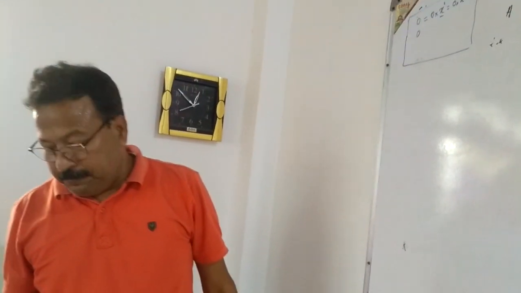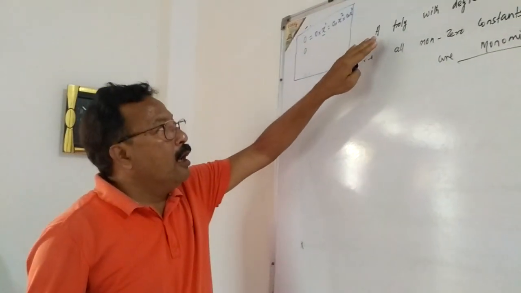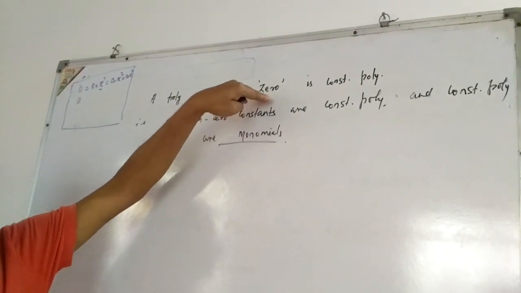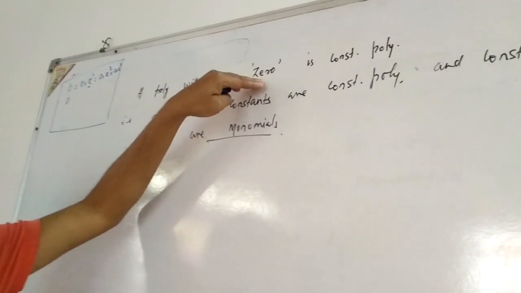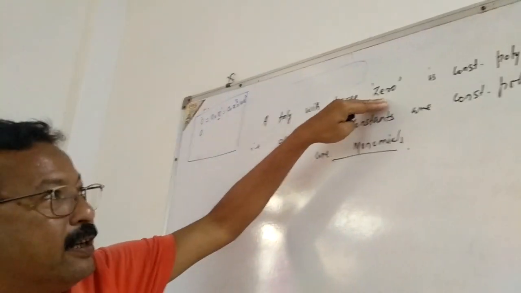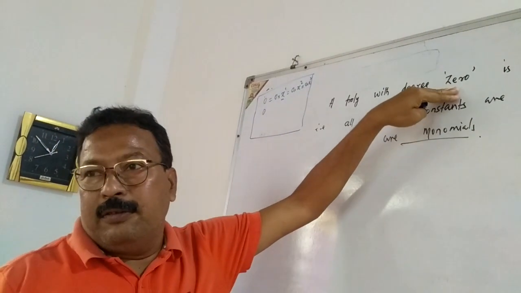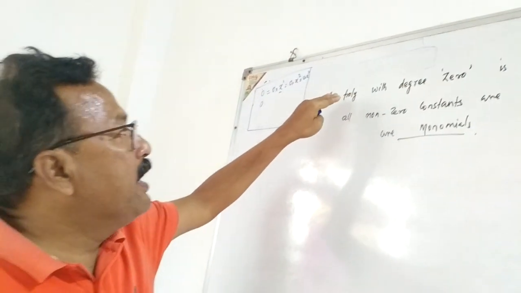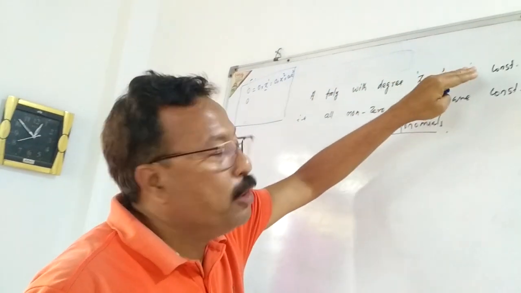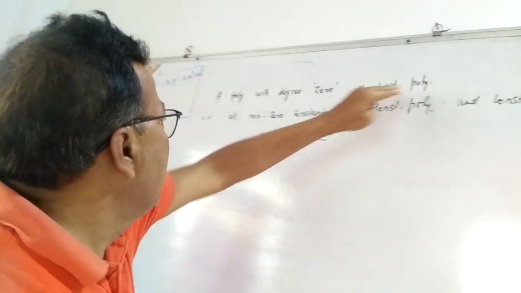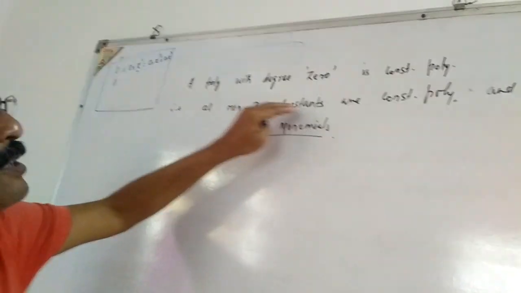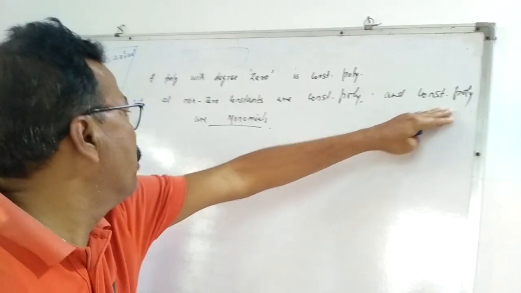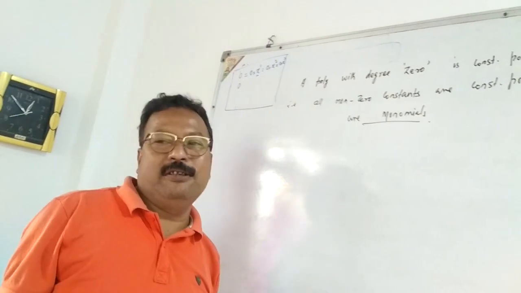Clear? Now, a polynomial with degree 0. If the degrees are non-negative, then we can say such types of polynomials are constant polynomials, and all non-zero constants are constant polynomials, and thereby constant polynomials are always monomials.